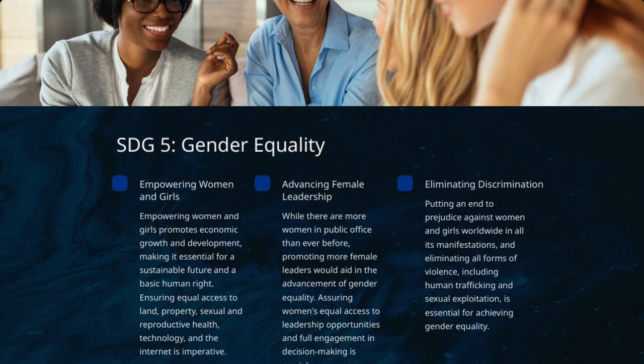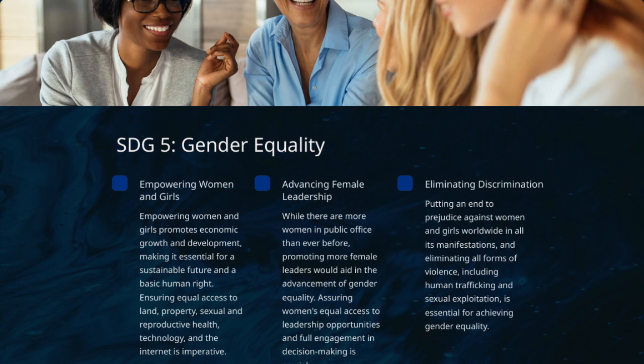This includes eliminating violence, such as human trafficking and sexual exploitation, which are serious barriers to equality. When we talk about ending discrimination, we're emphasizing that every woman and girl deserves equal respect and opportunities. Even though more women are holding public office than ever before, there's still a lot more we can do by promoting even more female leaders.